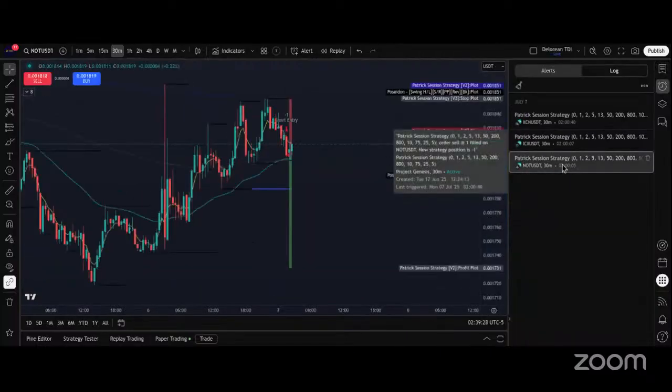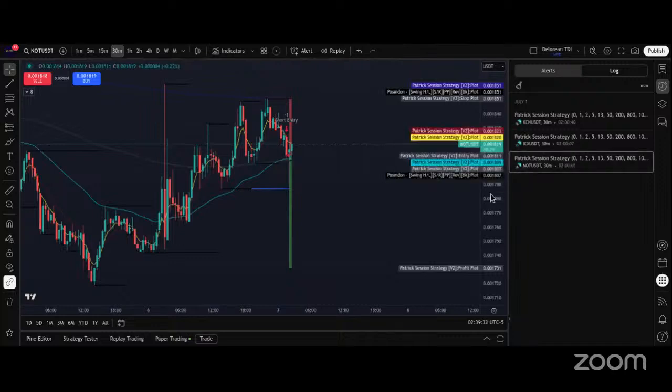Let's go on to our next trade. This is NOT versus Tether. Trade is invalidated. We have the blue on the top, the aqua in the middle, the gray on the bottom. This is in consolidation. Moving on to the next trade.